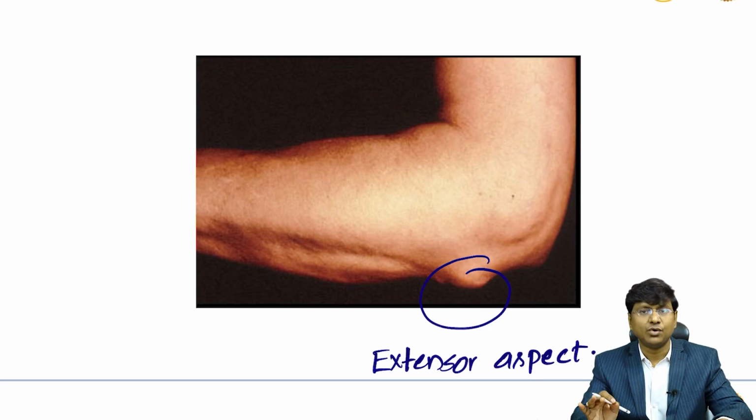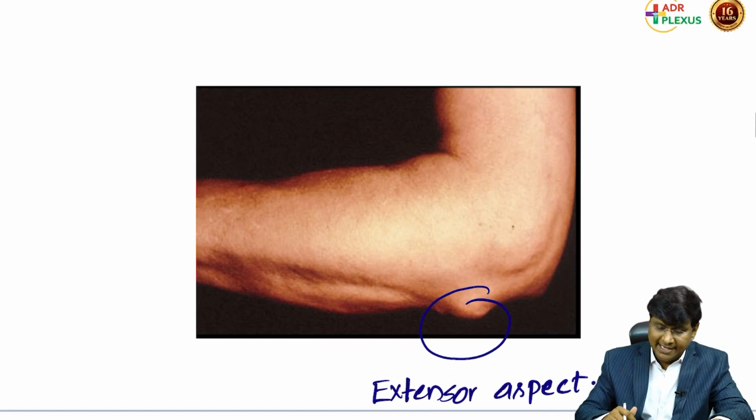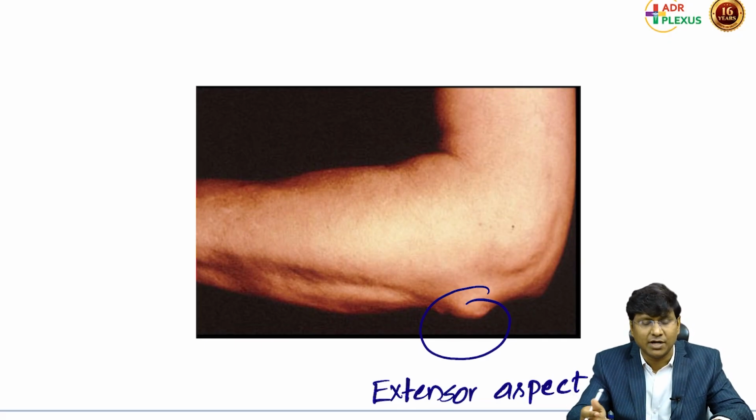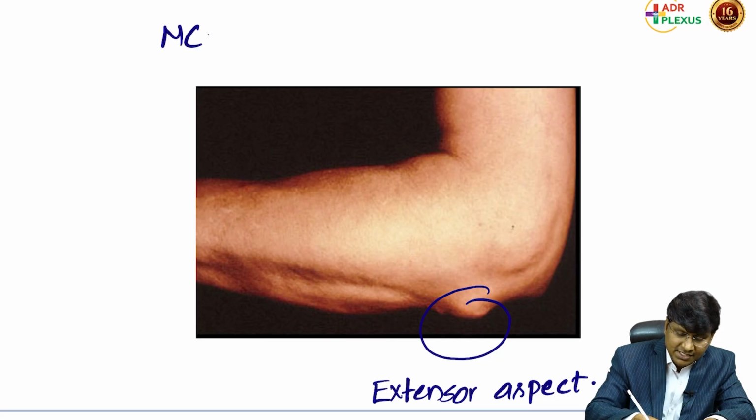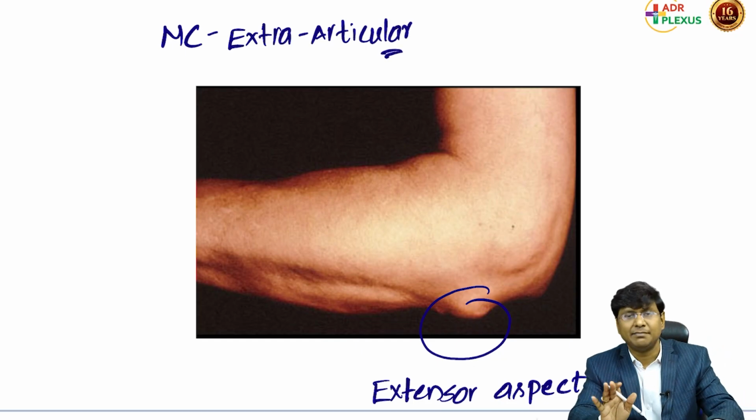Right, they are mainly observed over the extensor aspect of the forearm, right? And these rheumatoid nodules which are distributed over the extensor aspect of the forearm are considered the most common extra-articular manifestations. That is about the nodules, right?